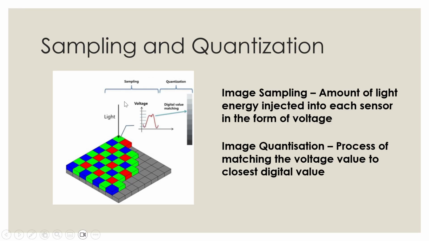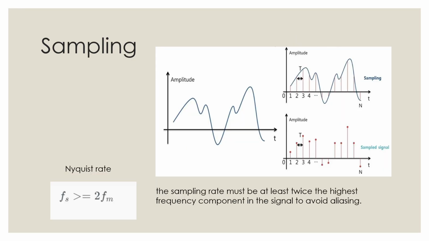In this picture you can see the light is falling on the sensor, and the sensor will convert the amount of light falling on it into a voltage. This voltage depends upon the intensity of the light falling on it. It is directly proportional to the intensity of the light falling on the sensor. Once this voltage is obtained, it is an analog signal. This will be converted into digital using the two steps called sampling and quantization. So let's look at the sampling and quantization process in detail.